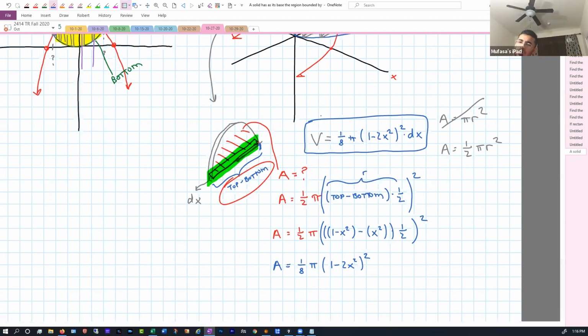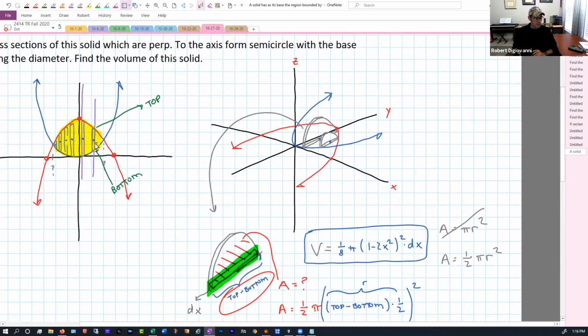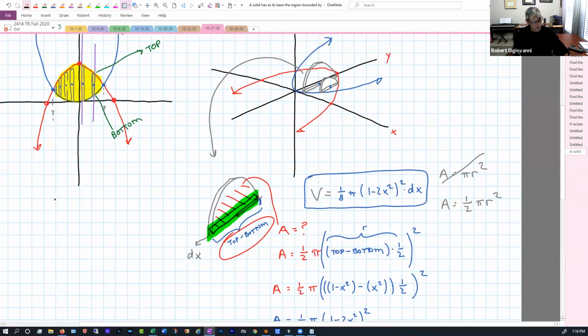So what are the limits? Well, we want to be able to move these rectangles across the region. So we need to know where we start, right? Like, where is that and where is that? So we need the intersections. We have to go find the intersections, because we're about to set up the integral, right? The integral is what's going to allow us to add all these up. So we're going to set 1 minus x squared equal to x squared. And if you solve that, you get 1 equals 2x squared, so x equals plus or minus the square root of 1/2.